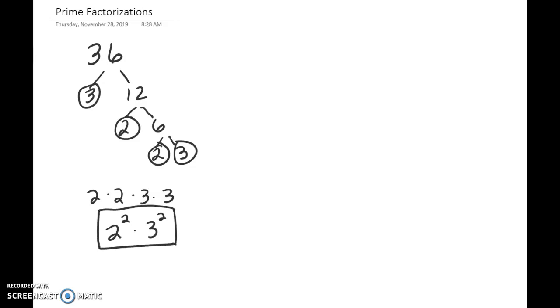If we were to multiply 2 times 2 times 3 times 3, it would equal 36, the number we started with. And this is called a prime factorization. Another way to do it is to start with your number 36.